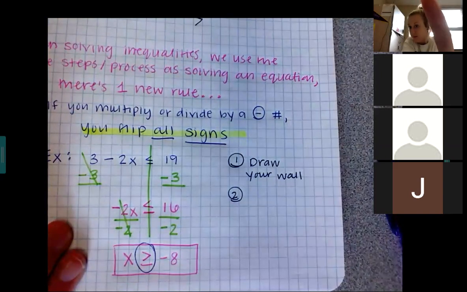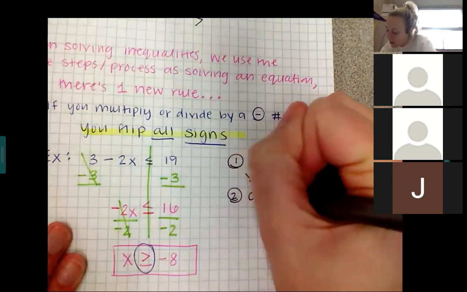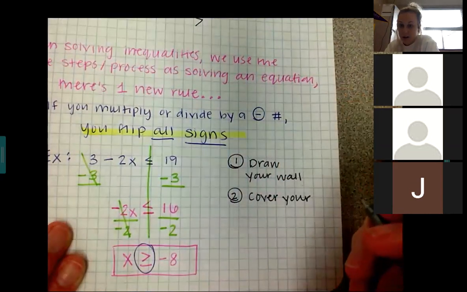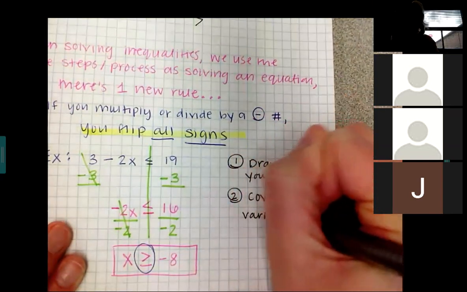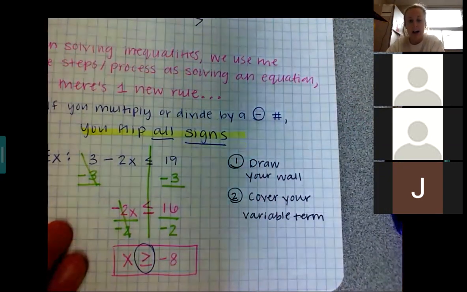What did I just do? Cover. There we go. Cover your what, Curtis? The one that has the variable. Very good. Cover your variable. So why don't I say variable term? Whatever the variable's with, you cover that, right?